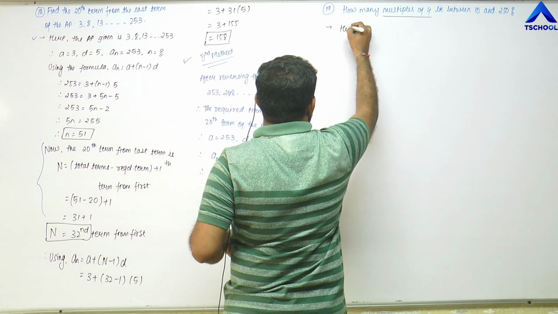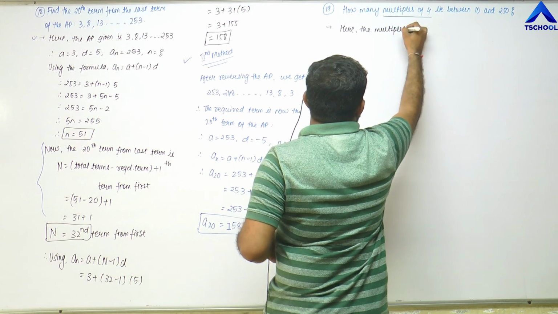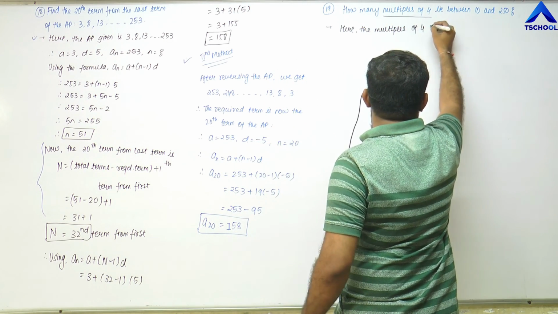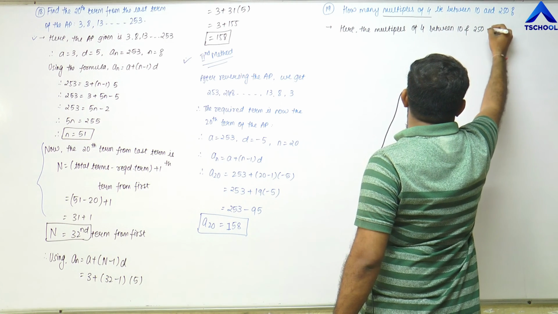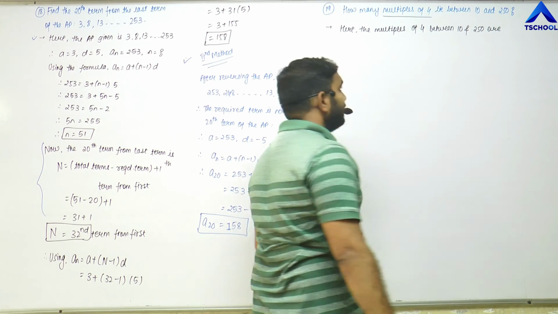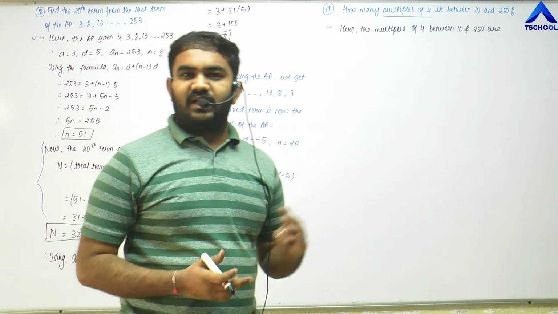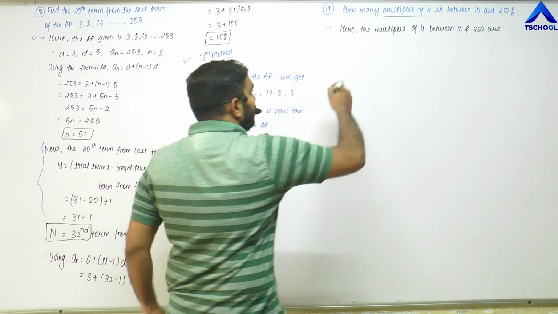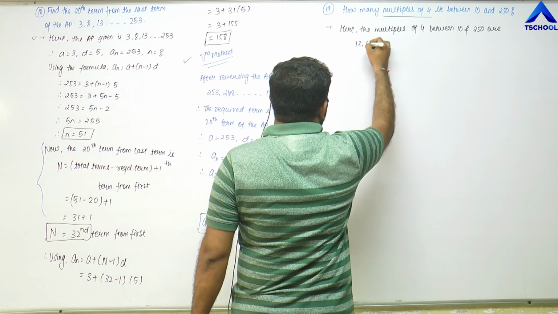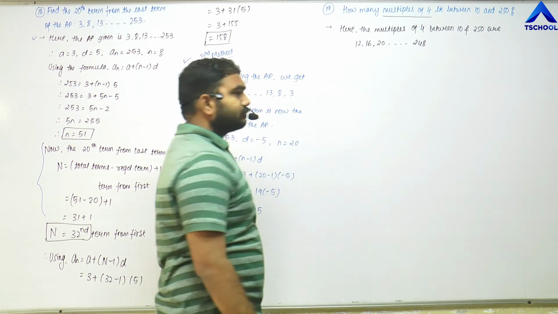So here the multiples of 4 between 10 and 250 are, see friends, it is asked between 10 and 250, so you cannot take this 10 and 250 both. The numbers that you are going to take must be in between 10 and 250 only, except the boundaries: 12, 16, 20 up to 248, right?